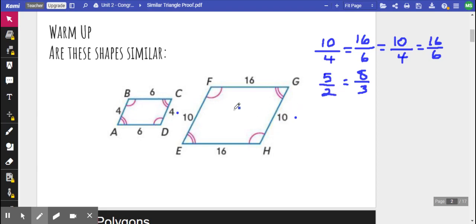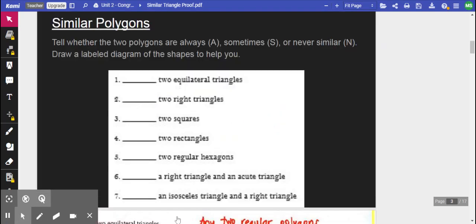So there would not be one single scale factor. I can't multiply 6 by a number to get 16. In this case, it would be about 2 2/3 to go from 6 to 16, but to go from 4 to 10, that would be 2.5. And that is what is shown in our example of these proportions.